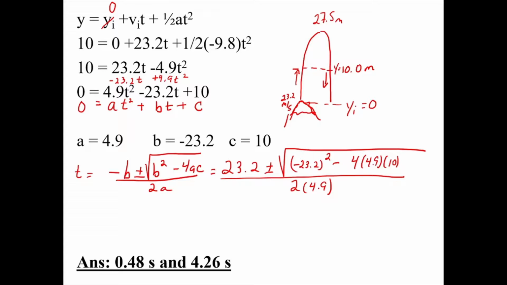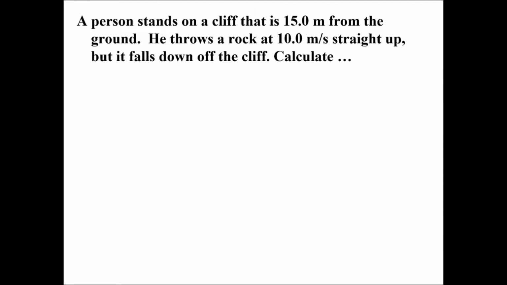So when you do all that, you do get two numbers, and luckily they're both positive. If one was negative, we would have made a mistake, because you can't really have a negative time. So 0.48 seconds and 4.26. And that kind of makes sense, because it'll be 0.48 seconds on the way up. Then on the way back down, it'll pass the 10 meters at 4.26 seconds. And feel free to pause the video anytime you need to copy things down. Now that one took a while, I know that.